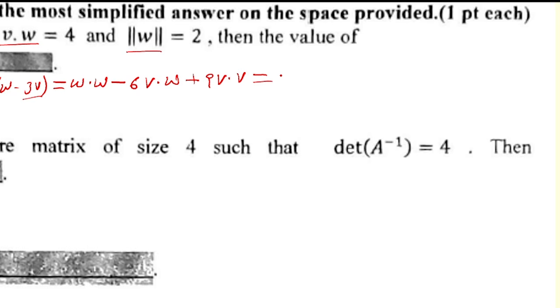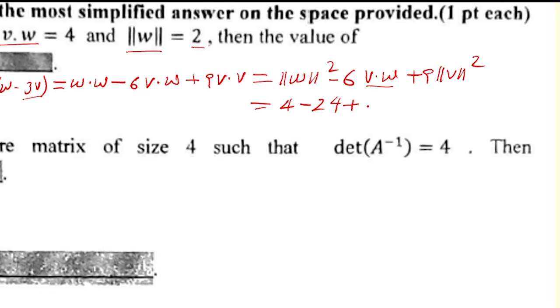This is equal to magnitude of W squared, minus 6 times V dot W, plus 9 times magnitude of V squared. What's magnitude of W? It is 2. 2 squared is 4, minus 6 times V dot W, which is 4, so 24, plus 9 times norm of V squared, 9 times 9 is 81. So 4 minus 24 plus 81 is 61. That's the answer for question number 1.